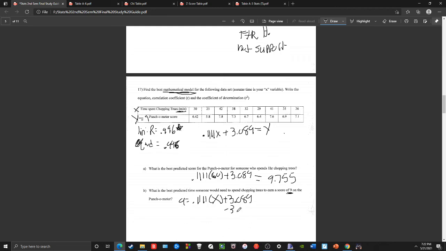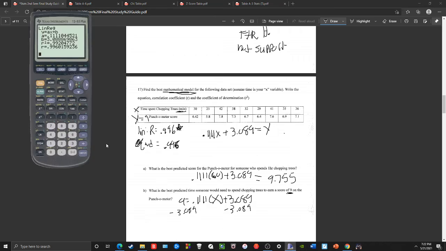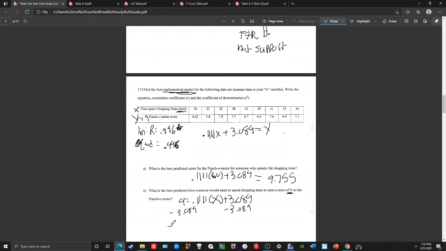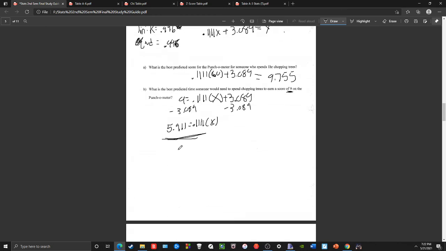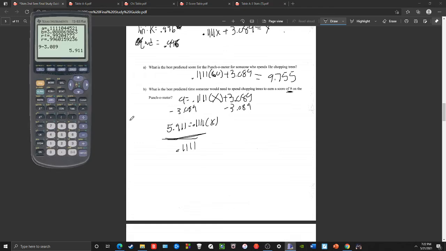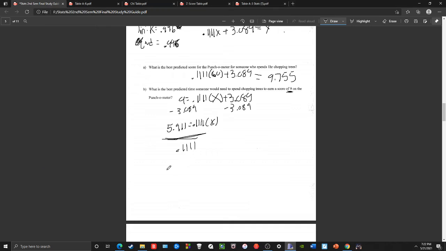And then you solve this equation. You subtract 3.089 from both sides. 9 minus 3.089, we get 5.911 equals 0.1111x. And then we divide both sides by 0.1111, and we get 53.2 is equal to x. So you have to spend 53.2 minutes, according to this prediction, chopping trees in order to get a score of 9.